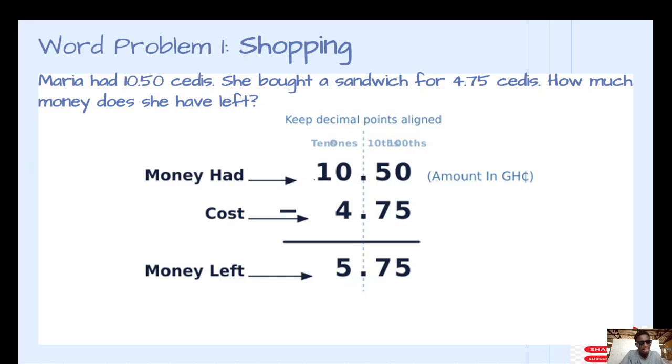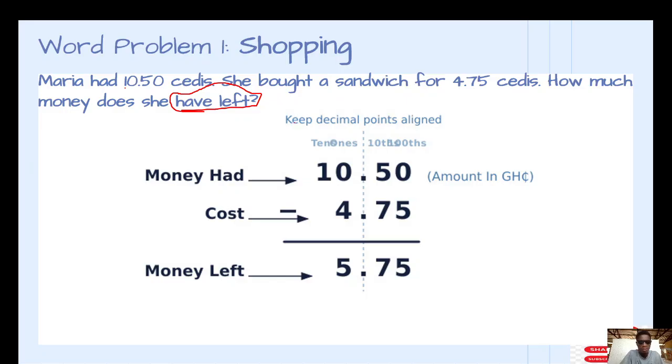So we say that Maria had 10.50 cedis. That is the amount she had. Now she bought a sandwich for 4.75 cedis. How much does she have left? Remember the word left. When you see this word, it is telling us that we are to subtract. She is having 10.50 cedis, and then she used 4.75 cedis to buy a sandwich. So now how much is she left with?